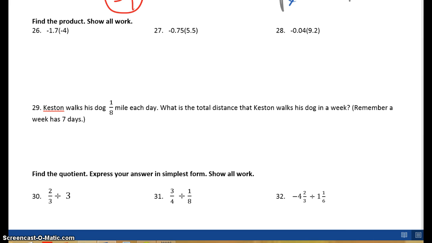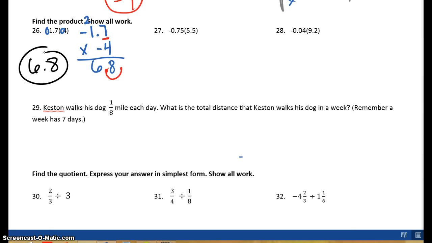Now 26, 27, and 28 are dealing with decimals. All we're doing here is multiplying. So the key here is to not line up our decimals, but to line up our digits. So I'm going to look at negative 1.7 times negative 4. Again, lining up our digits, not our decimals. Now I have two negative signs here, so I know my answer is going to be positive. So I'm going to do 4 times 7, which is 28. Regroup the 2. 4 times 1 is 4, plus 2 is 6. Now I'm looking at how many numbers are behind my decimal, and here there's only 1. So I swoop that decimal once to the left, and I have a final answer of 6.8.